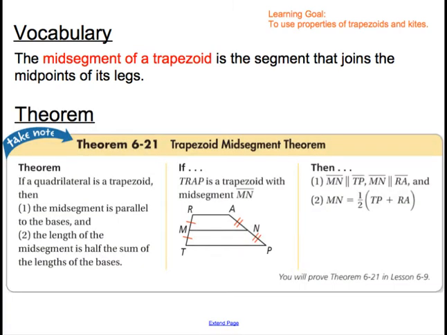So we have a theorem that states that if a quadrilateral is a trapezoid, then the midsegment must be parallel to the bases, and the length of the midsegment is half the sum of the lengths of the bases. We'll be able to prove this theorem once we get into coordinate geometry later in this chapter.